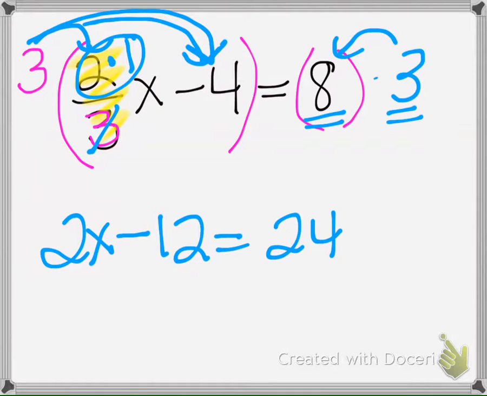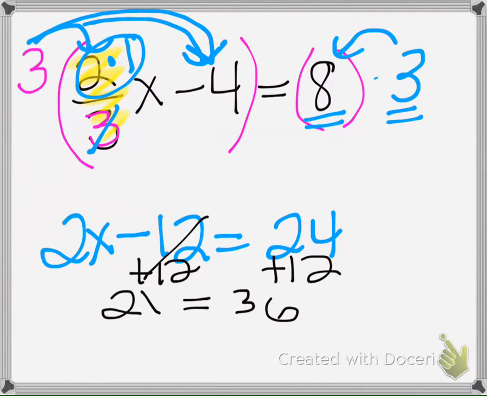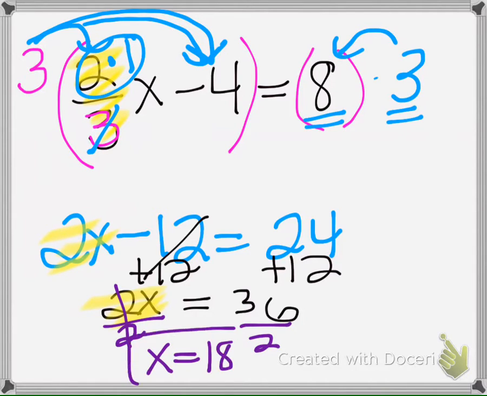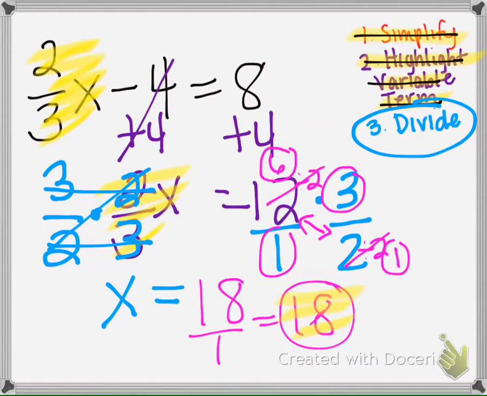And then now we're going to add 12 to both sides. And then once this is all by itself, we're going to divide by the coefficient of the x. And we would get 36 divided by 2, which is 18. And that is exactly what we got here, just a different method.